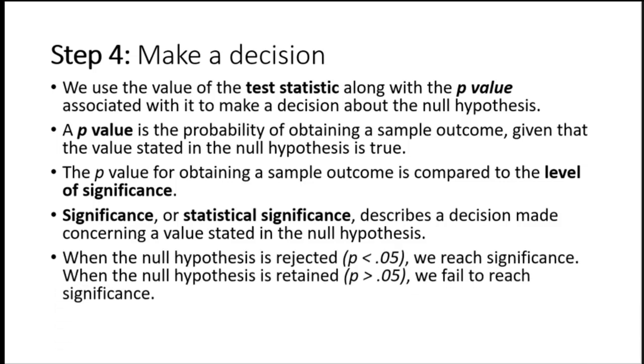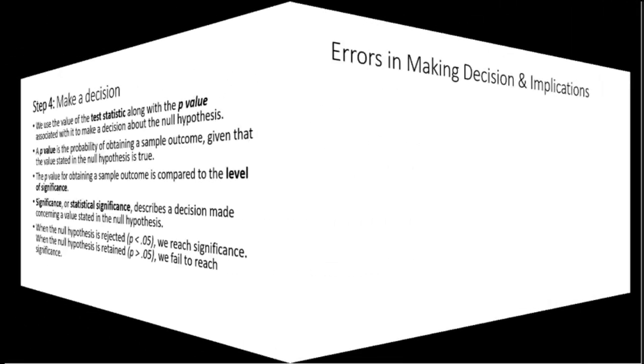If the p-value is less than the level of significance, that is 0.05, we reject the null hypothesis and we reach a significance. If p-value is greater than the level of significance or 0.05, then we retain the null hypothesis and also we conclude that we fail to reach the significance.